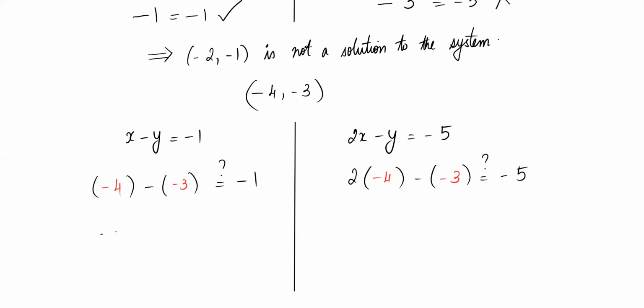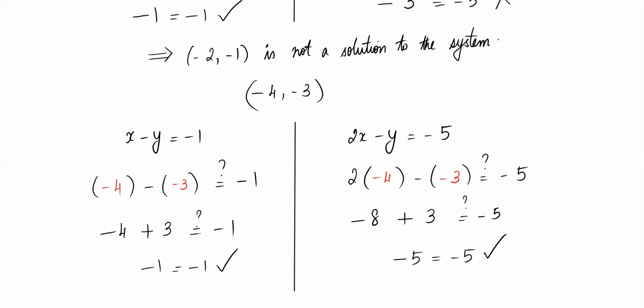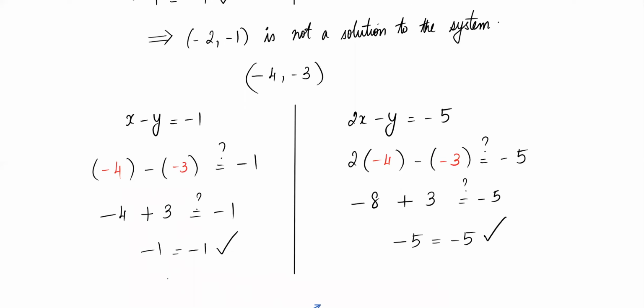Let's do the left side first. -4, negative times -3 is +3. -1 equals -1, just like before. Okay, that's good news. Come over here. That's a -8 plus 3, right? Negative times -3. And that's a -5 equals -5. Wow, that's wonderful because we got both of them working for that same point. So this implies (-4, -3) is a solution to the system.